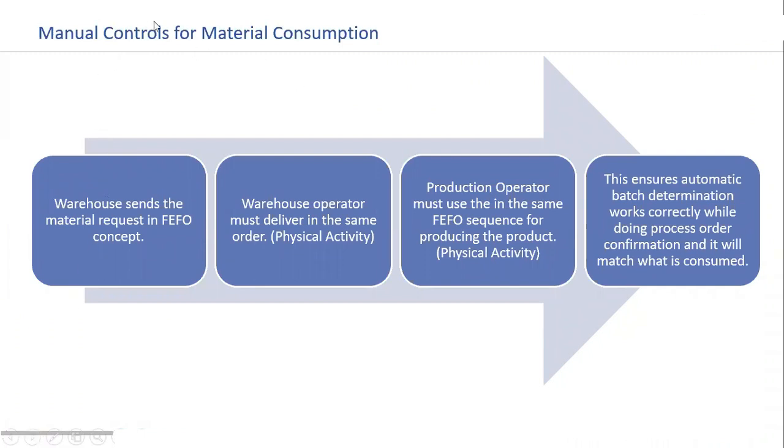So again, the controls for material. The warehouse sends the material request in FIFO concept. The warehouse operator must deliver in the same order, so that's obviously a physical activity. The production operator must use this in the same FIFO sequence for producing the product, and this will ensure automatic batch determination works correctly while doing process order confirmation, and it will match what is consumed.